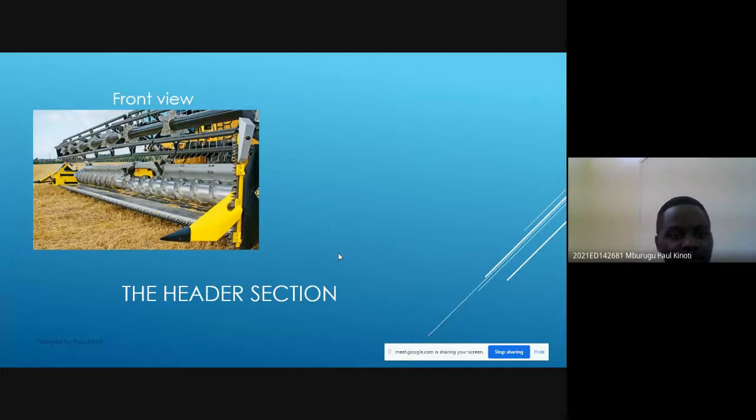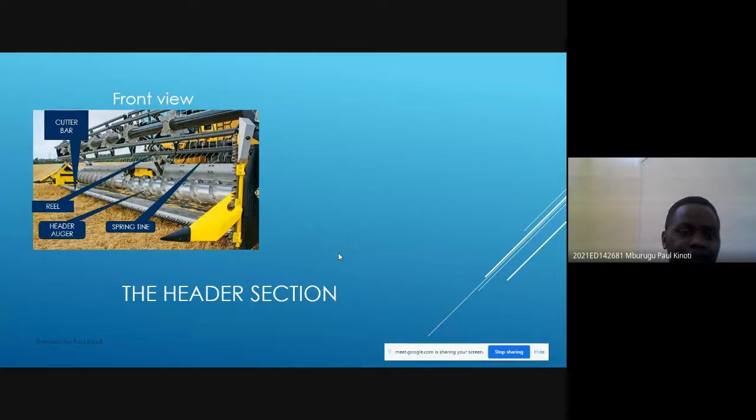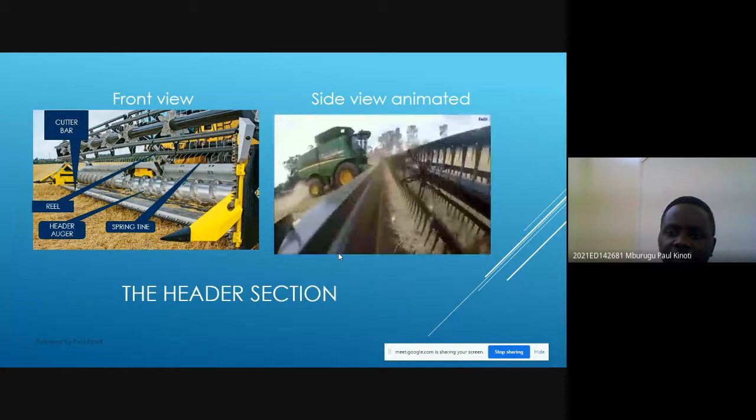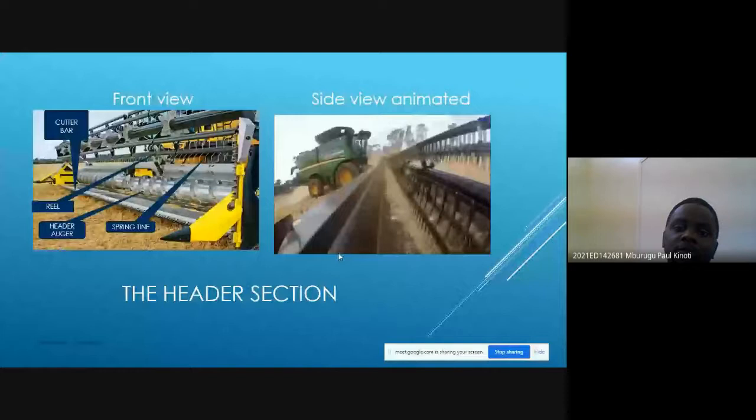I want you to look at those parts. We can see the cutter bar where it is located. We have the reel, just like Julius mentioned. We have now the spring tine, which are attached to the reel that help the crop to be moved towards the cutter bar. Then we have the header auger. And now I want you to display an image so that you can see how this operation takes place. That basically how the header section functions with all the parts that are incorporated over there.